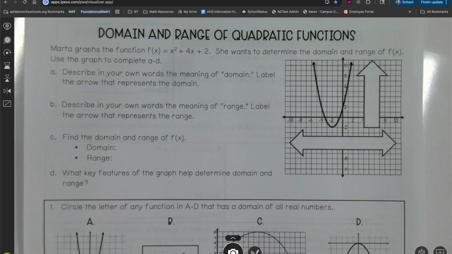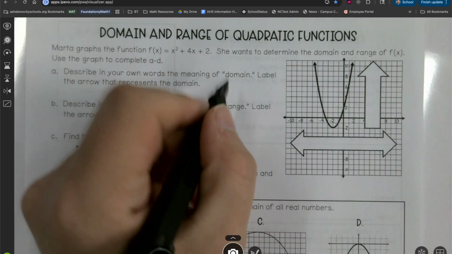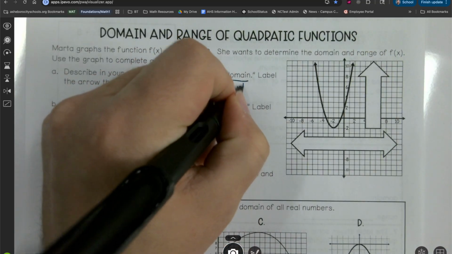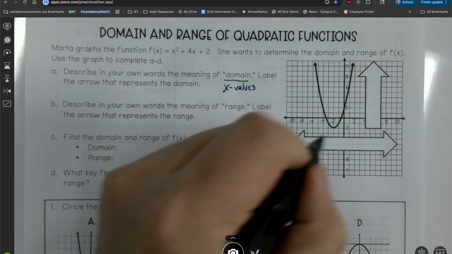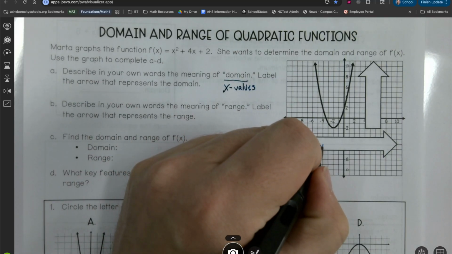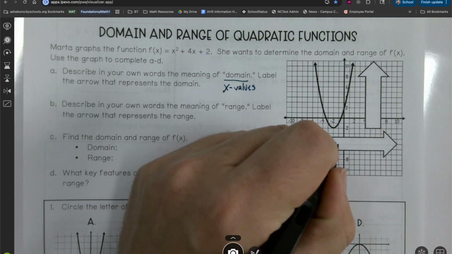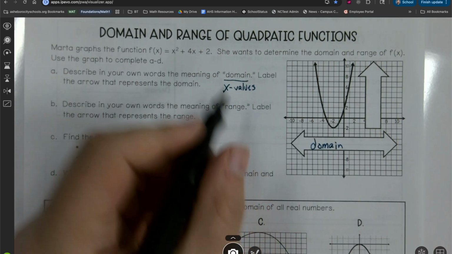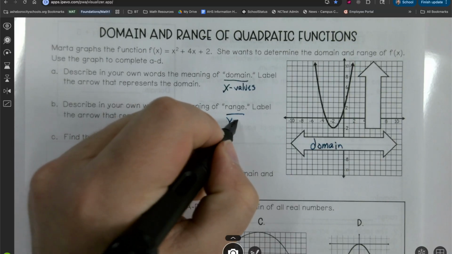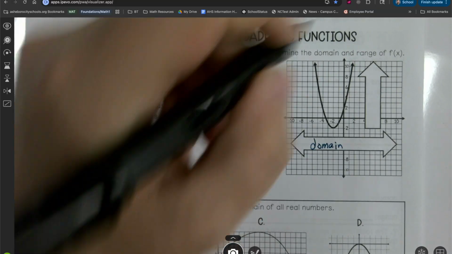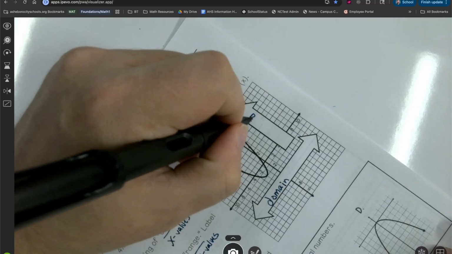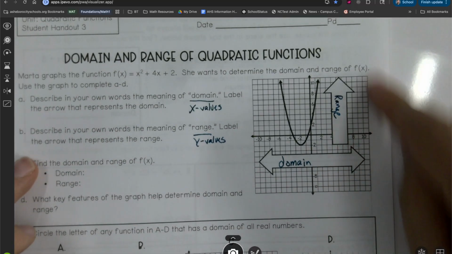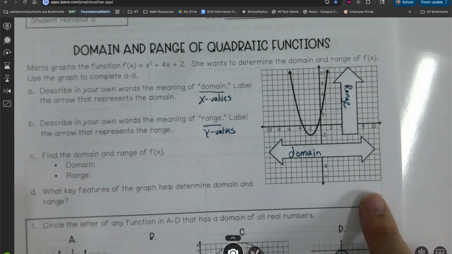Well, I don't know if you've heard of those words before, but domain deals with our x values. So the domain is going to be all the x values that we can plug into this function. Range is y values. So you've got range, which goes up and down. Domain is left and right.